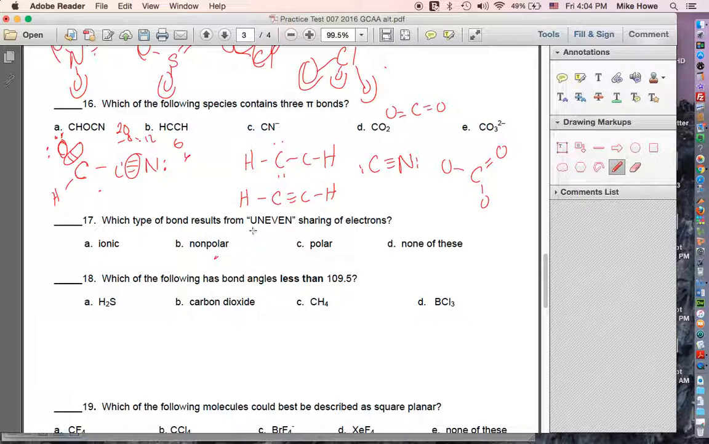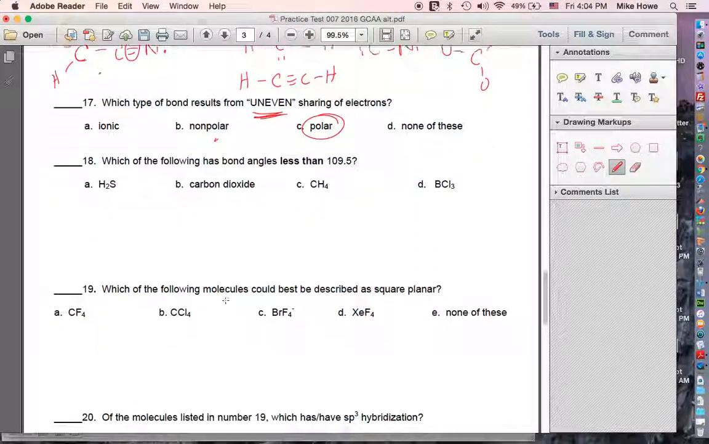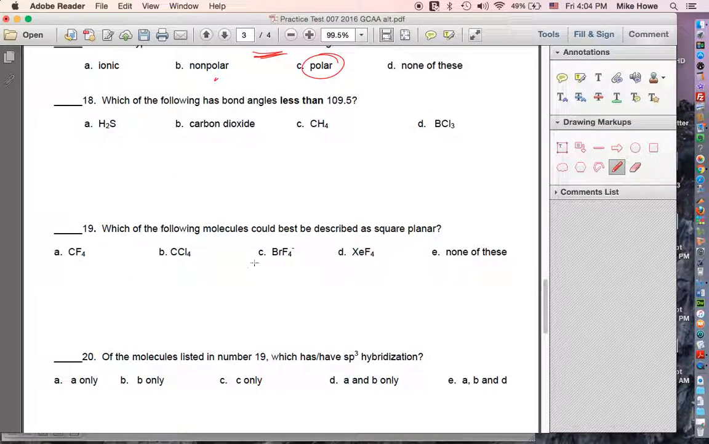All right, uneven sharing. Uneven would be what? Polar or nonpolar? So if they're sharing unevenly, they're going to have a positive end and a negative end. Which one of these has bond angles less than 109.5? Once again, you got to draw your dot diagrams.